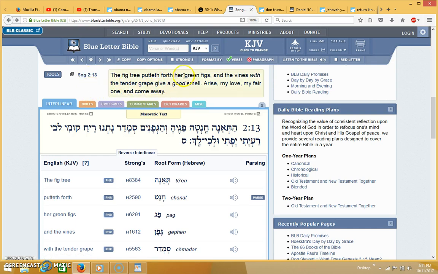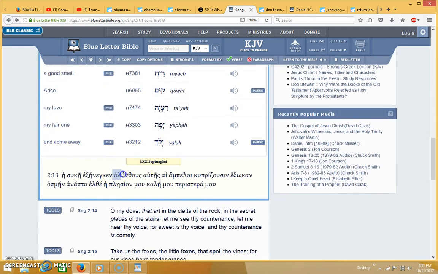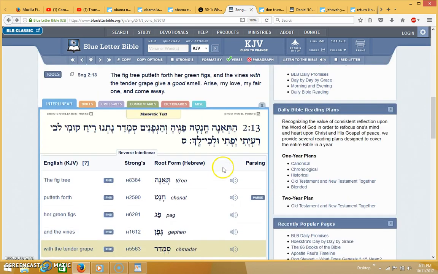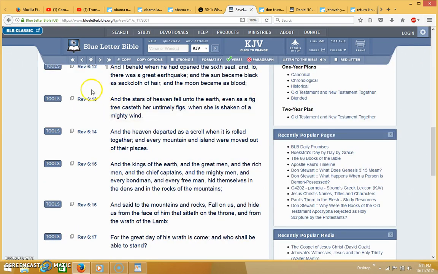And what I had pointed out in those videos is that this word over here for green in the Greek is this word over here, which is the word olinthos, and this is the same word that's used in Revelation 6 for the untimely figs. And as you can see, it comes up here in verse 13 as well, and this is where it says, "And the stars of heaven fell into the earth, even as a fig tree casteth her untimely figs when she is shaken of a mighty wind."